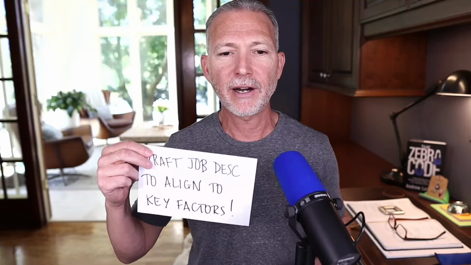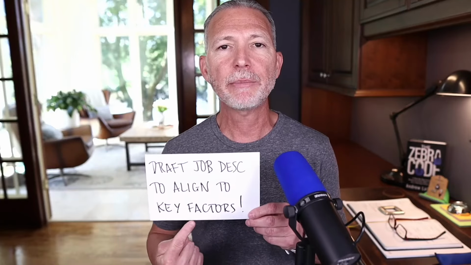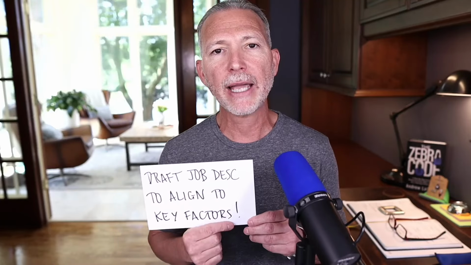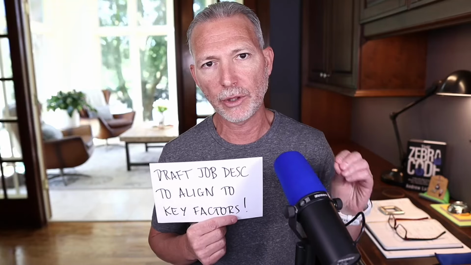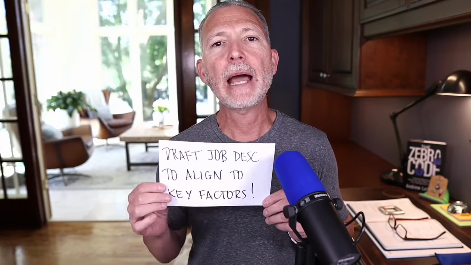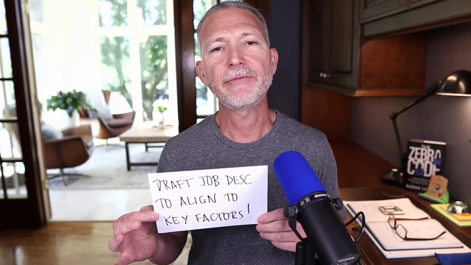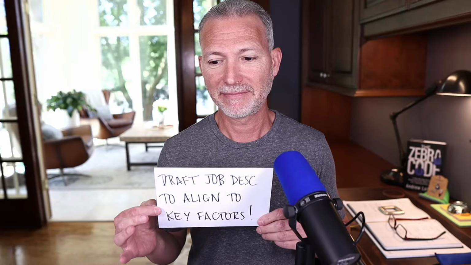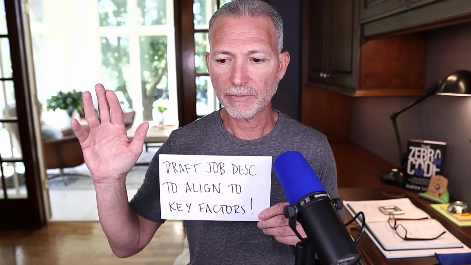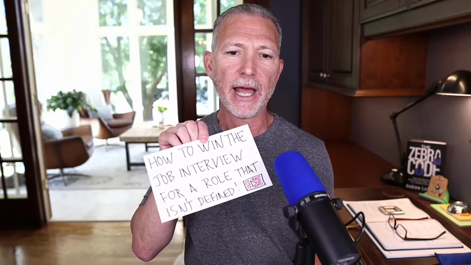Before you turn this card upside down, before you draft the job description that is then aligned to those key factors I just mentioned: the goals, the value, the priorities, and so on. Then out pops a job description. And then what comes last? A title. Guys, see how this works? So let's just recap that. Very quickly, this is a nice prerequisite: how to win the job interview for a role that isn't defined.